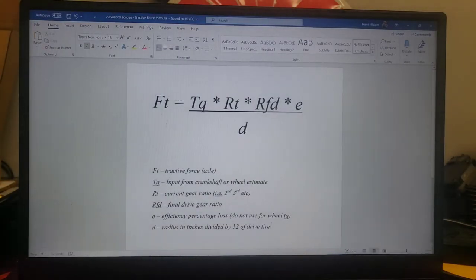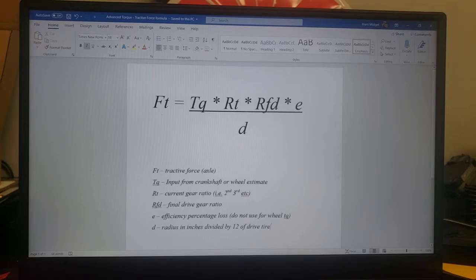Now when you look at it right here, we have FT equals TQ times RT times RFD times E divided by D. FT is going to be the tractive force, or as I will often tell people, that's torque at the axle, not at the bottom of the tire. That is torque at the axle. Torque, TQ, input from crankshaft or wheel estimate. We all use dynos that measure it at the wheel, so that's typically what you're going to hear me talk about anyway. I don't have an engine stand dyno here.